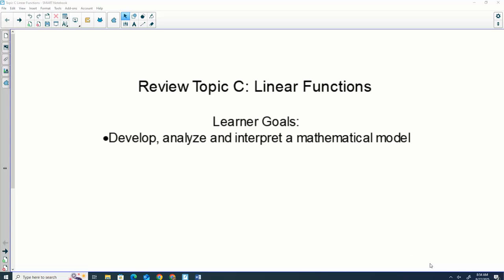Right, so the next topic, we just got done doing all of our function stuff, which we need to know moving forward. Next topic that we are looking at is linear functions. Basically, going back to Algebra 1, can you write the equation of a line? Can you read a word problem and come up with an equation for it? So that's what we're working on here.